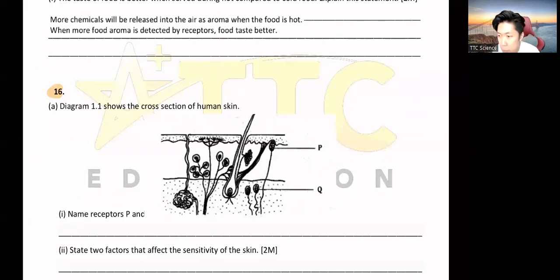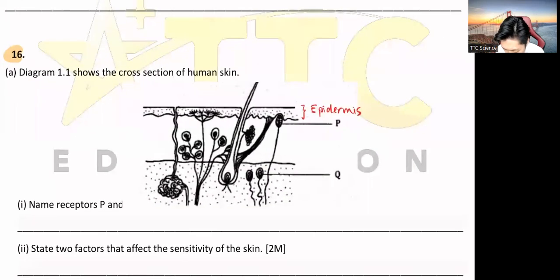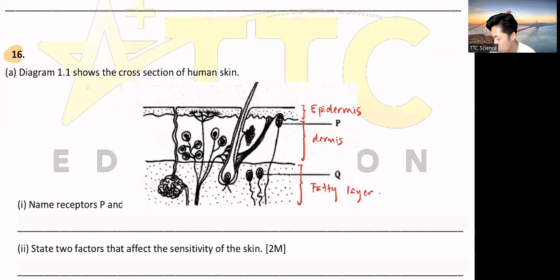Since we're here, we can label the 3 layers that we have. So the first layer, it's called the epidermis. The second layer is called, oh, there's 2. The second layer is called the dermis. The third layer is called the fatty layer. Okay, right.